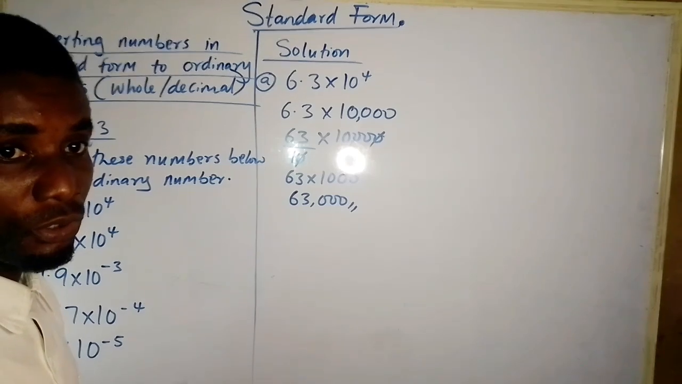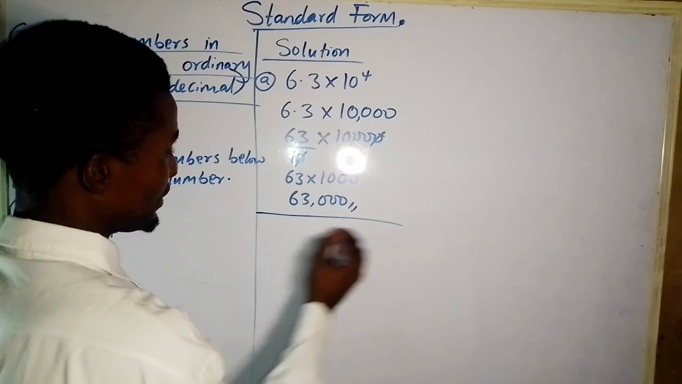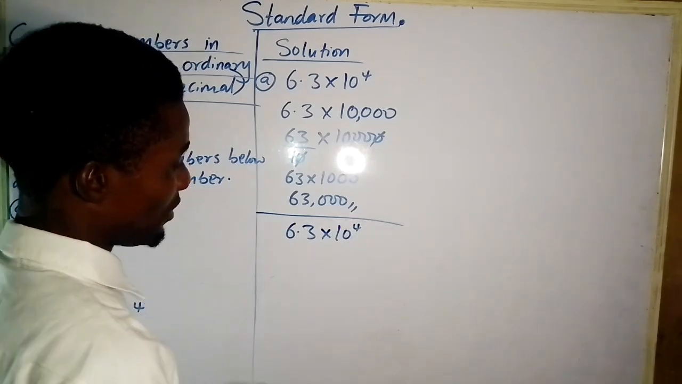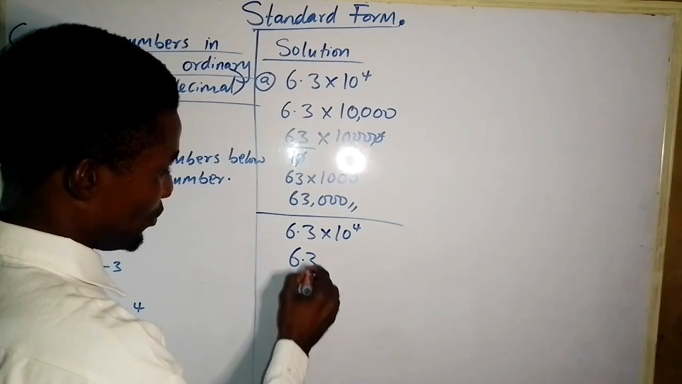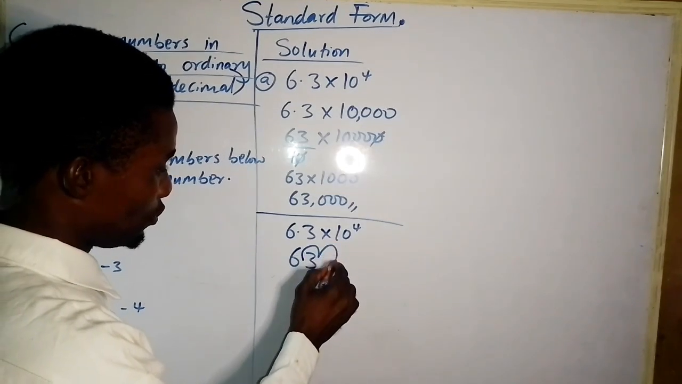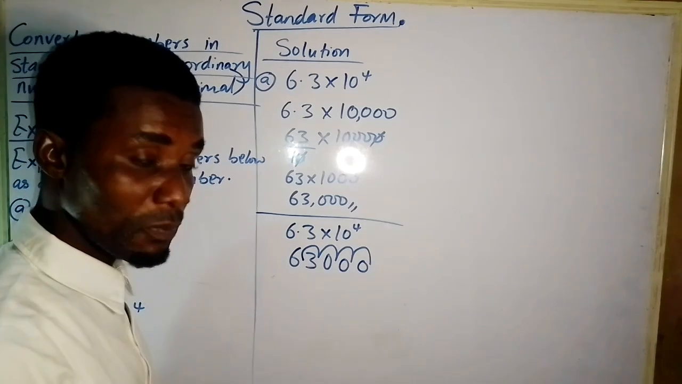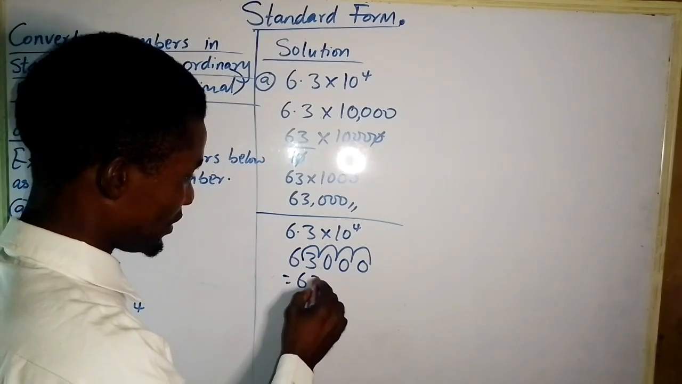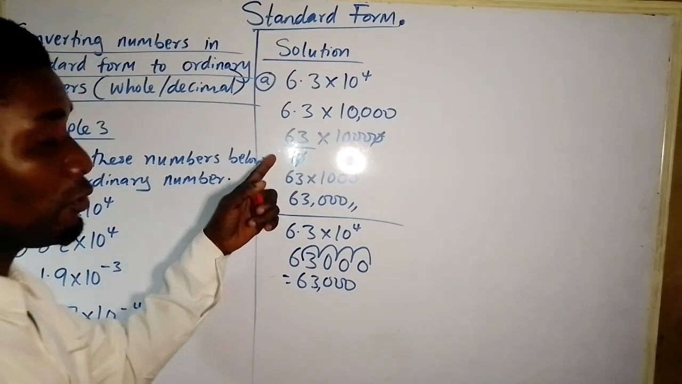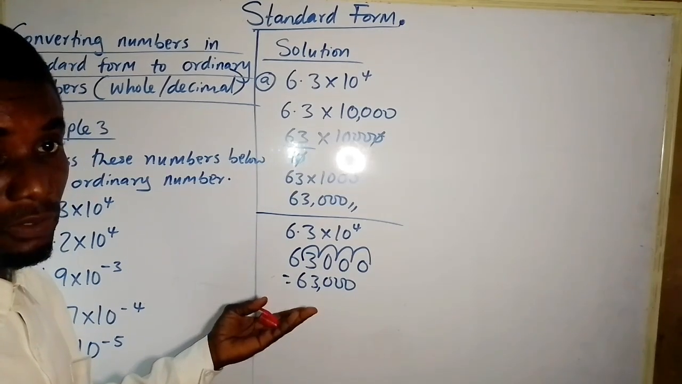If you don't want to take this method, which seems a bit longer, you can just use your trick straight away. And what do I mean by the trick? When you are given a number, let's say 6.3 times 10 raised to power 4, this simply means you move your decimal point 4 times. Let's go: 1, 2, 3, 4. You just occupy the empty spaces with 0. You are having 63,000. You can see you're still getting your answer. If you don't want to go with this long method, you can easily use the trick.